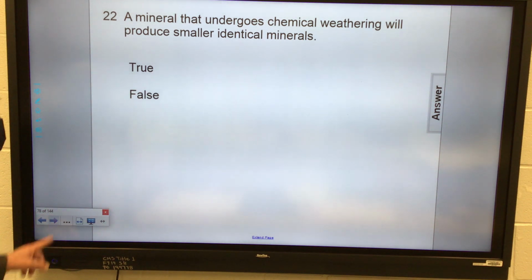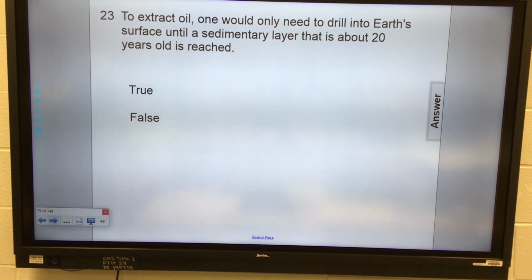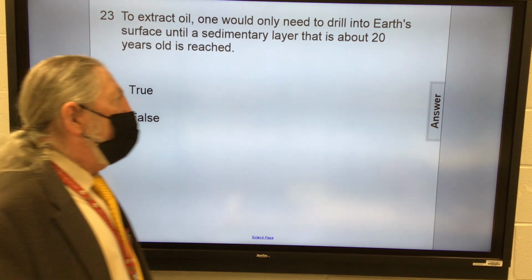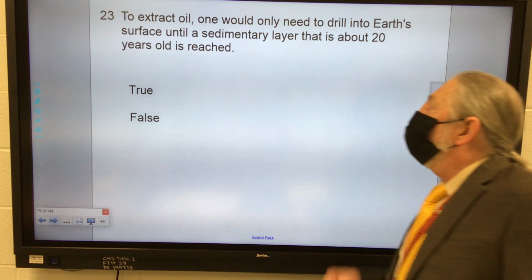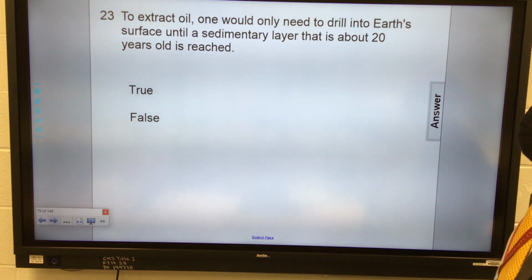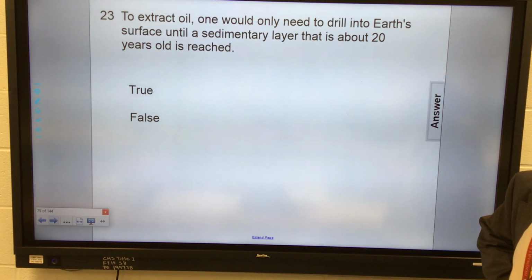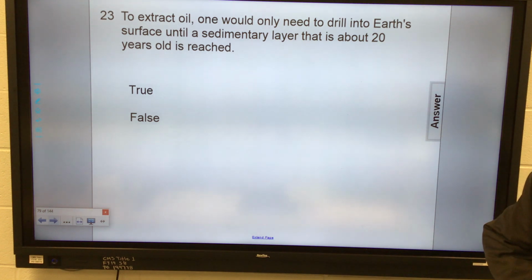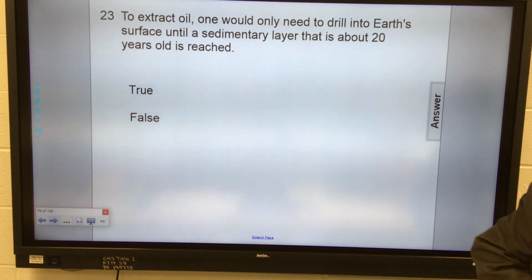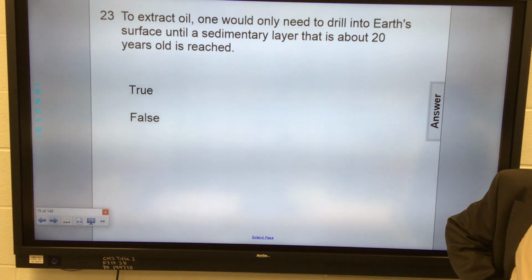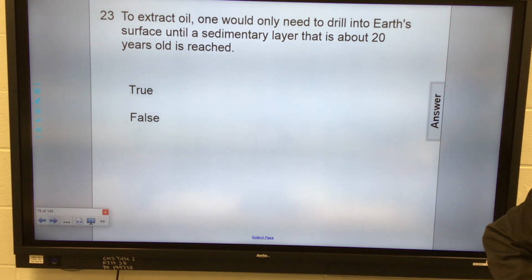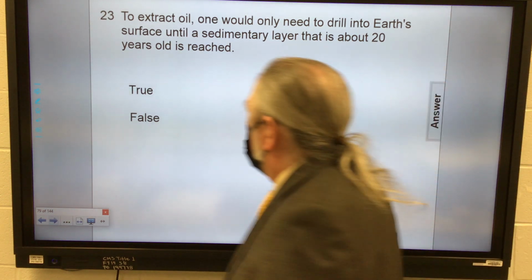Mark your answer. Okay, to extract oil, one only needs to drill into Earth's surface until a sedimentary layer that's about 20 years old is reached. Oh my, are we going to find oil in 20-year-old sedimentary stuff? Oh, I don't know. Mark your answer. True or false?